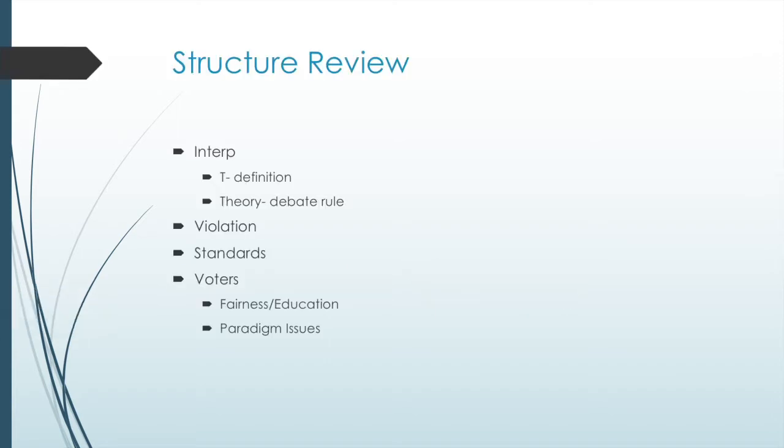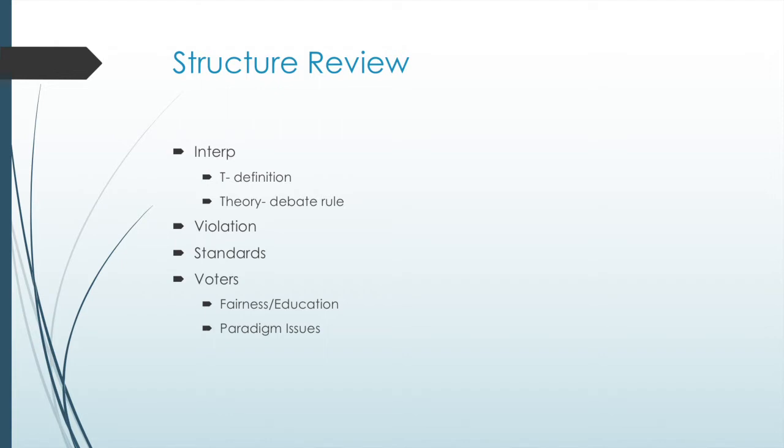So first, I want to start by giving a quick review of what the structure of a T or theory shell looks like. It's important that we understand what we're answering before we talk about how we do that. So there are kind of four main parts to a shell. The first part is the interpretation, or the interp.